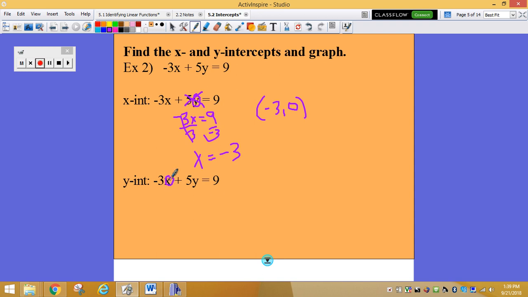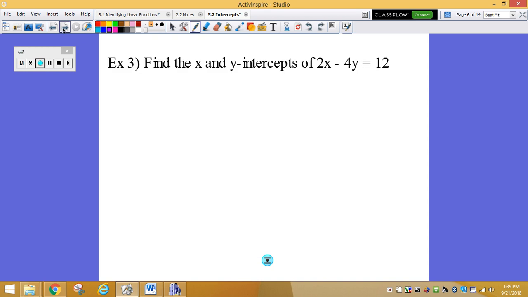Y-intercept, I plug in 0 for x. -3 times 0 is nothing. So I have 5y equals 9. To solve this, I would divide by 5 on both sides. So y equals, you could put 1.8 or leave it as 9/5. I'm going to leave it as 9/5. So my y-intercept is at 0, 9/5. I'm going to let you guys try this one, so if you'll pause it and try this, and then we will go through it.